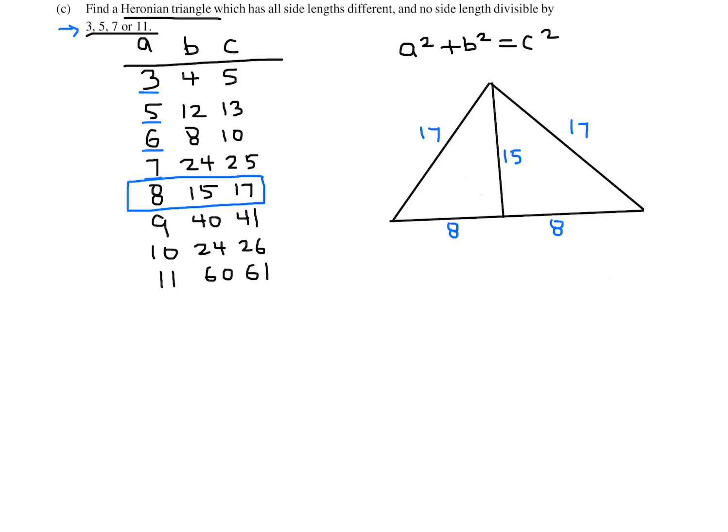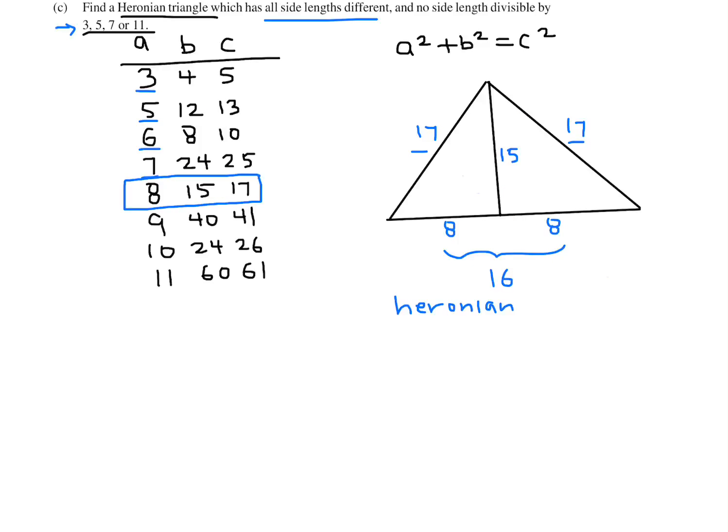Now, in this triangle, are any of the sides divisible by 3, 5, 7, or 9? This side looks like it's 16, that's 17, and that's 17. So no, none of them are. But here's the problem. We want all side lengths to be different. In this one, this side is the same as that. So we've satisfied half their criteria, but unfortunately we didn't satisfy all the criteria.